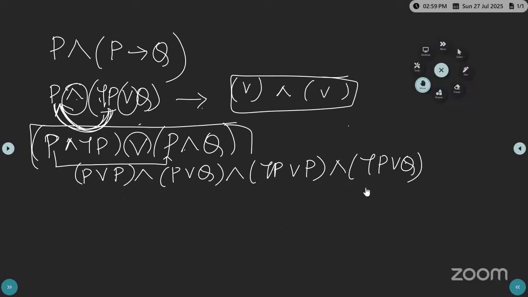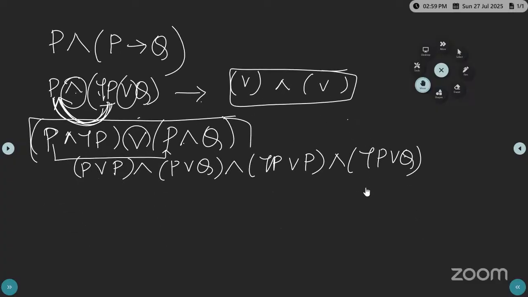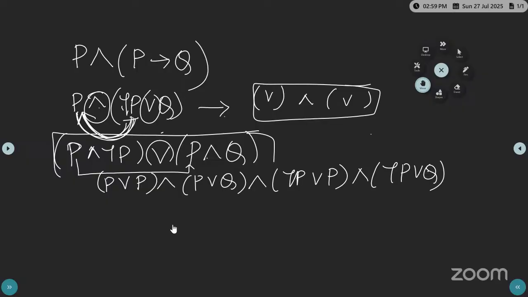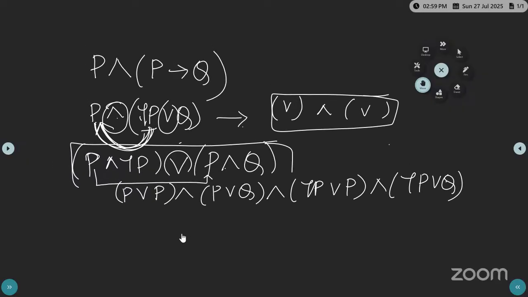See this problem. Now do the next one. Second question, take down: negation of P bi-implies Q. Do it fast. What will you do first here? What is the formula for P bi-implies Q?